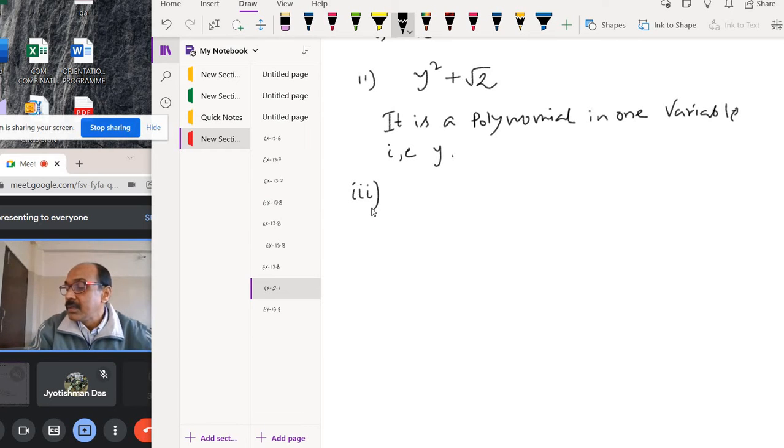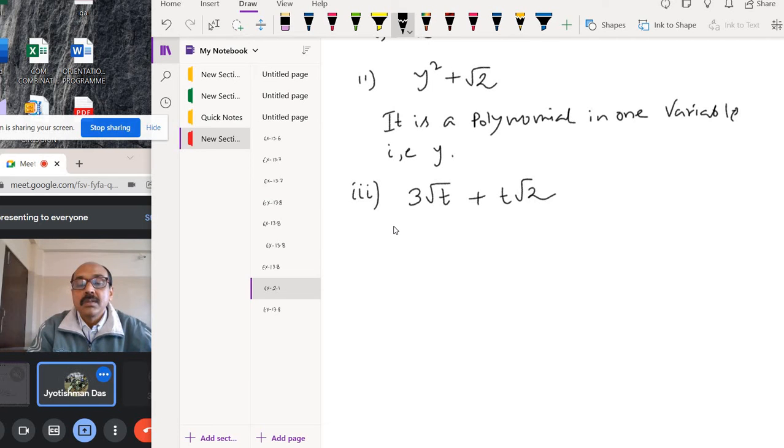Number 3, 3 root t plus t root 2. Is this expression a polynomial or not? 3 root t plus t root 2. No, sir, because there is no whole number exponent on t. Root t means t to the power half. So half is not a whole number. So the exponent is not a whole number, so it is not a polynomial.